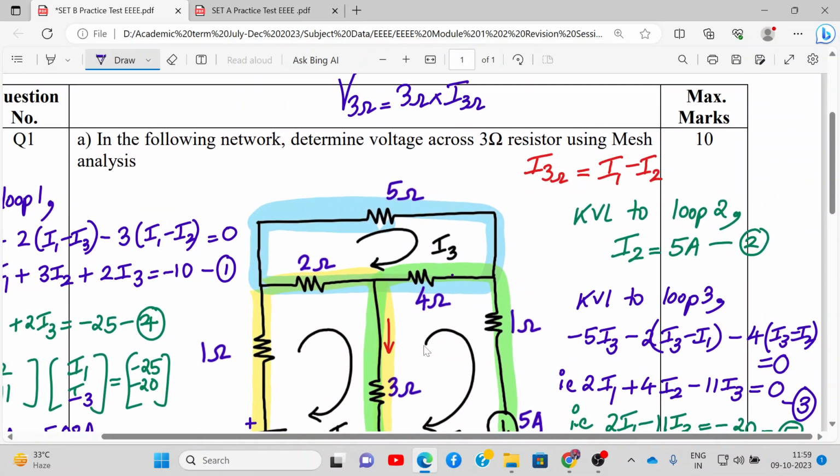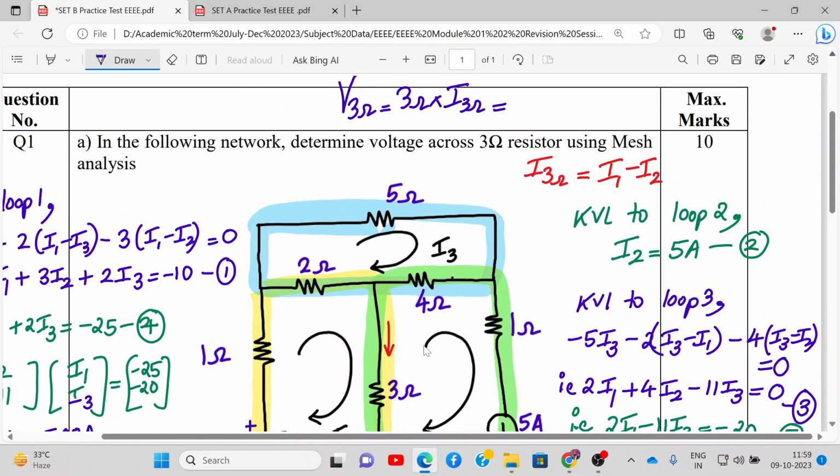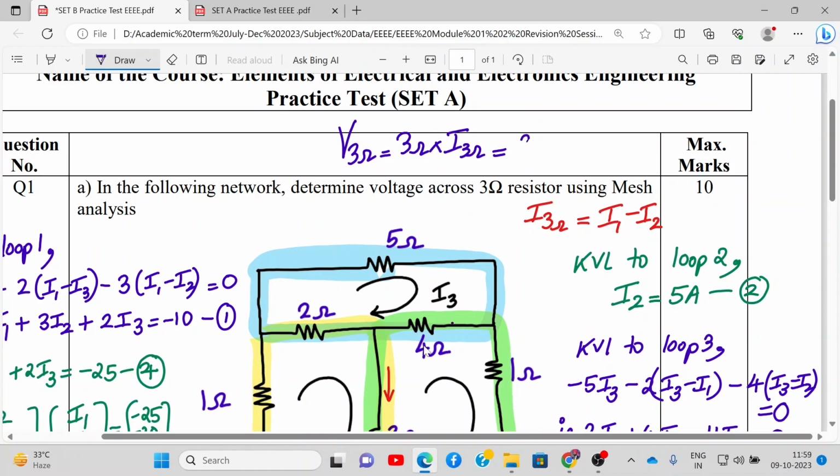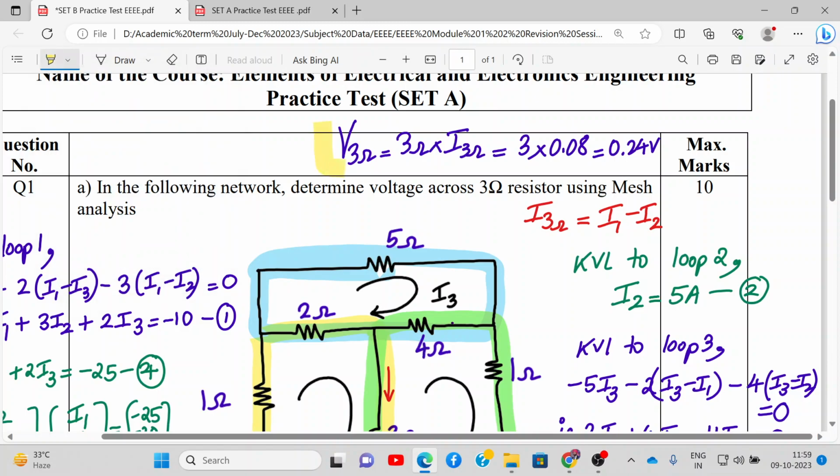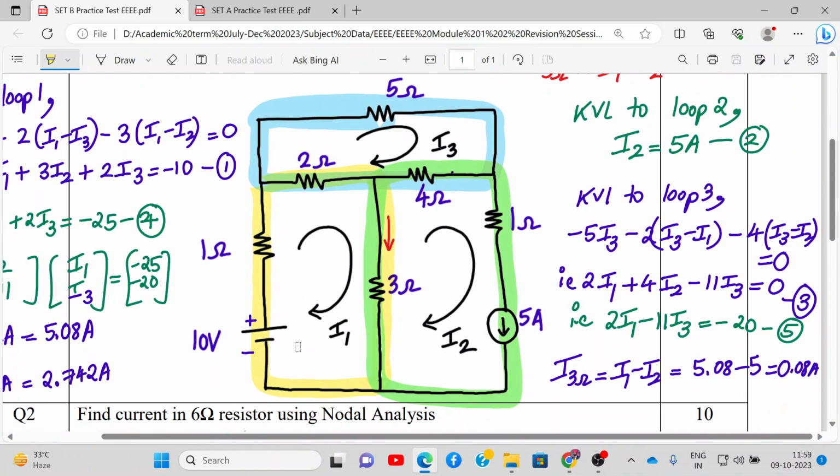All right. So what will be the voltage across the 3 ohm resistance? 3 ohm times the current flowing through the 3 ohm resistance. So that will be 0.08. So your voltage across the 3 ohm resistance is 0.24 volt, and that is the answer. So this is my answer. You can cross check it with your calculator. All right. So we have completed numerical number 1. It should roughly take less than 10 minutes to solve this.